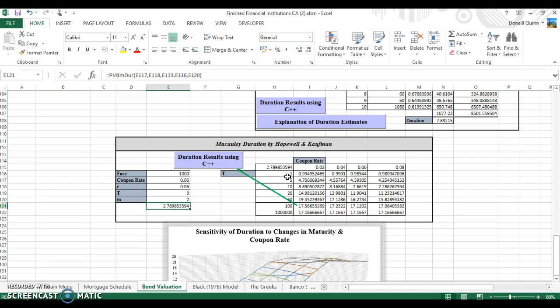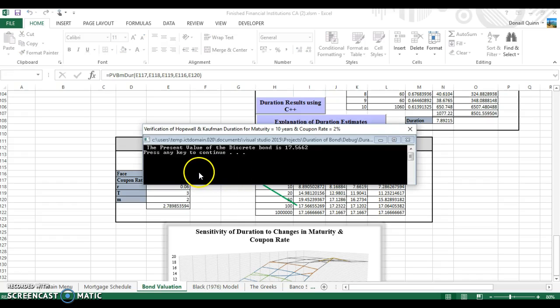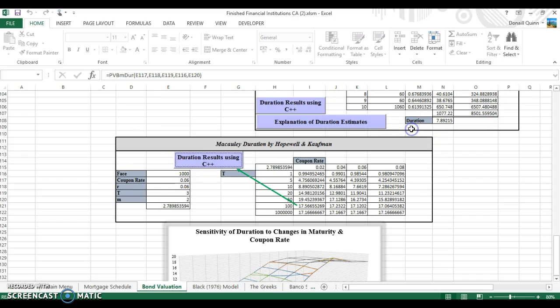The duration value for a coupon rate of 2% and maturity of 100 years is then verified using C++, and the result, as you can see here, is consistent with the value found in the Hopewell and Kaufman table.